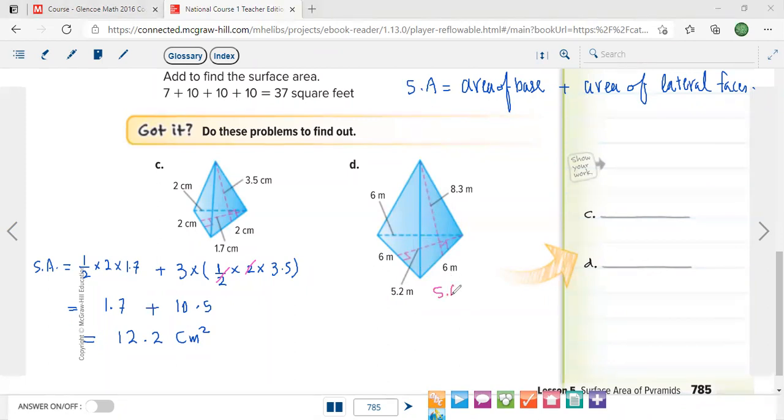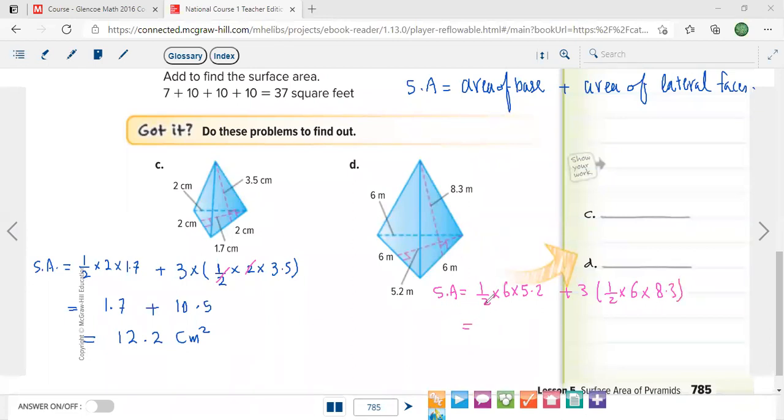So surface area equals area of base. Look at the base. It has base length 6 and height length 5.2. So half times 6 times 5.2 plus 3 faces. 3 lateral faces. So one face shaped like a triangle as well. So half times the base, also 6, but the height now is 8.3.